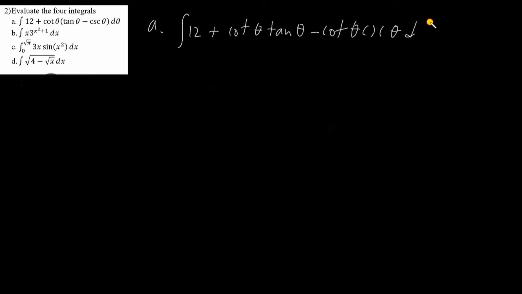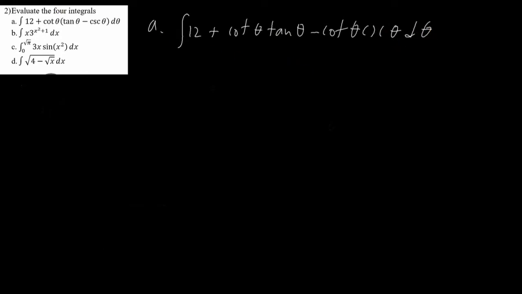Okay, looking at question 2, seems pretty straightforward. We're asked to evaluate the 4 integrals. So let's get started with part A. First, I'm going to distribute the cotangent, because that seems like a good logical first step. So I'm going to get cotangent theta tangent theta, minus cotangent theta cosecant theta, d theta.